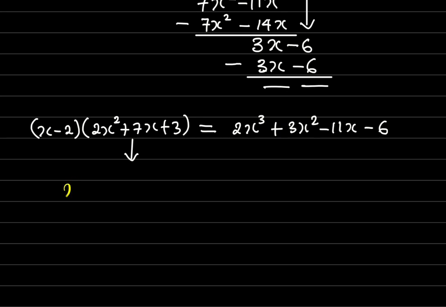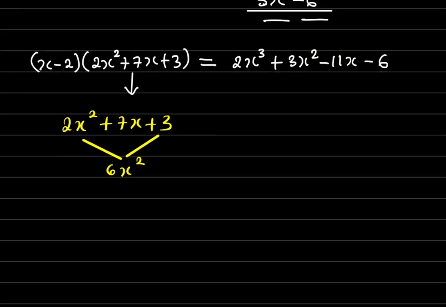So I have 2x squared plus 7x plus 3. All right. So to factorize it, remember, we pick these extreme terms. Then when we multiply them, it gives 6x squared. So you look for two factors of 6x squared that add up to give you 7.